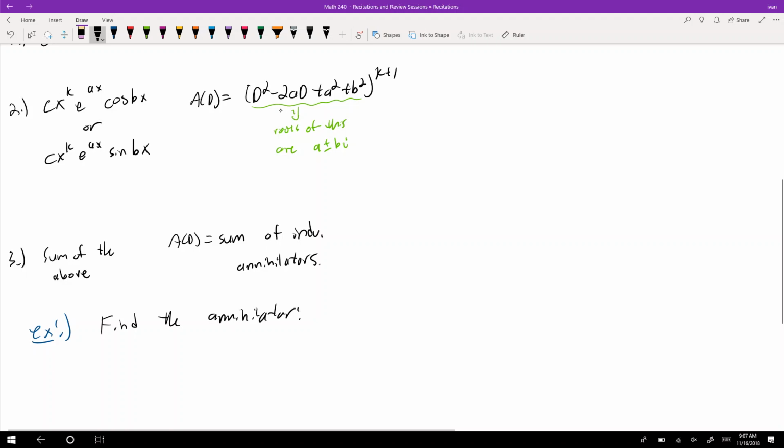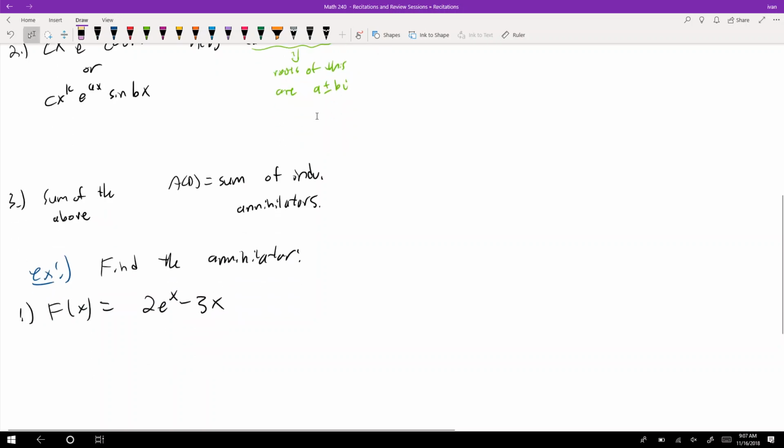All right, so number one, we're going to have f of x is equal to 2e to the x minus 3x. Okay, so what case do we have? Well, we have a sum, right? Well, this is a subtraction, but really, subtracting is adding negatives. And so we have a sum of the above, so we need to look at each individual piece term-wise. So we look at 2e to the x.